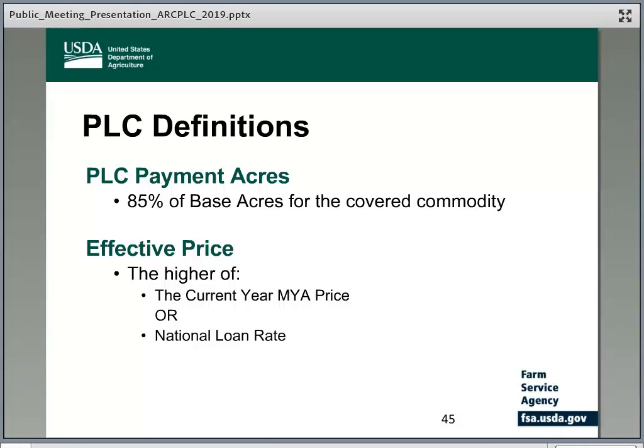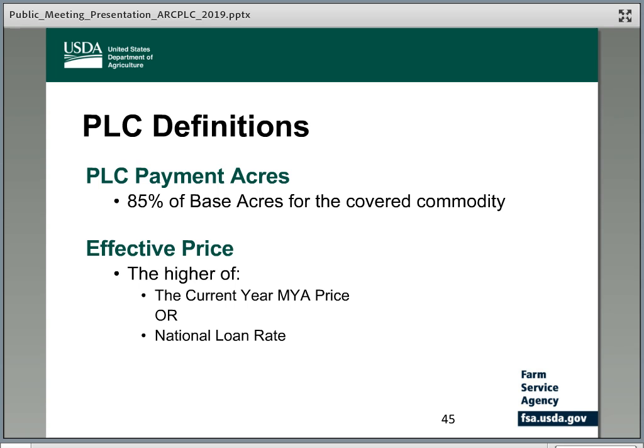In these next couple slides, I'm just going to talk about some definitions of some terms that you're going to hear me talk about in the PLC portion of this webinar. The payment acres for PLC is going to be 85% of the specific covered commodity's base acres on the farm. So if you have a farm with 100 base acres of wheat, your PLC payment acres would be 85% of that, which would be 85 acres of wheat.